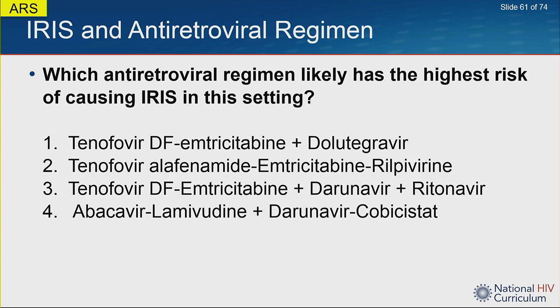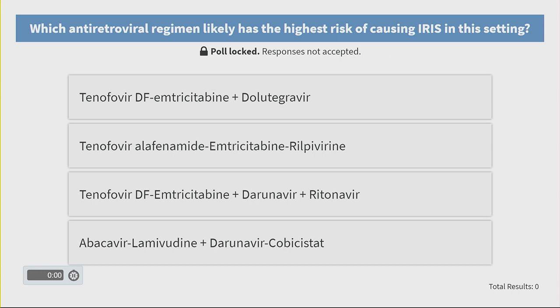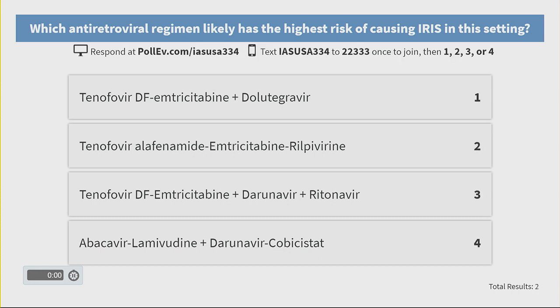Okay, so the question I'm asking now is which antiretroviral regimen likely has the highest risk of causing IRIS in this setting? And this is just preliminary data on this, but we'll see what people think about it. Is it number one, tenofovir DF, emtricitabine plus dolutegravir? Number two, tenofovir alafenamide, emtricitabine, rilpivirine? Number three, tenofovir DF, emtricitabine, darunavir boosted with ritonavir? Or the last one, abacavir, lamivudine, darunavir, and cobicistat? What do you think?